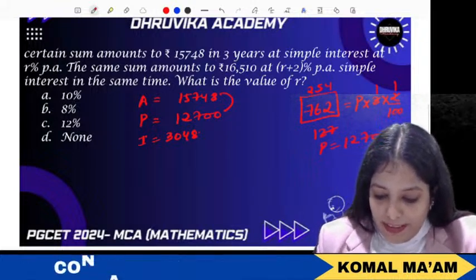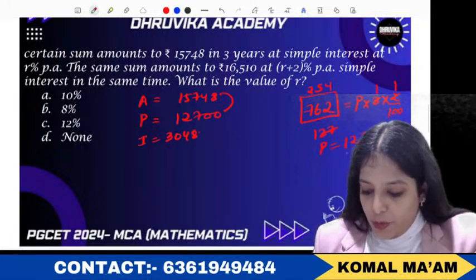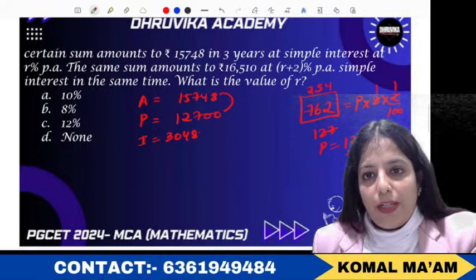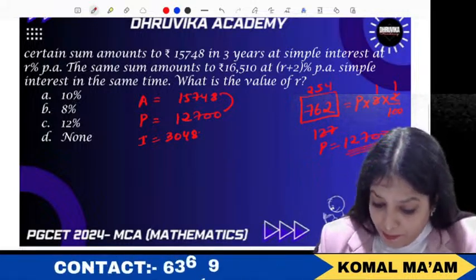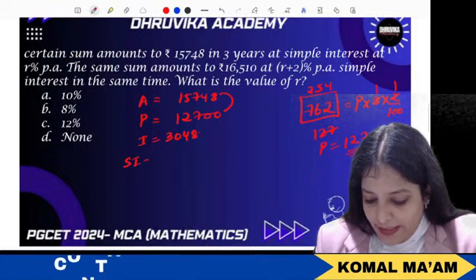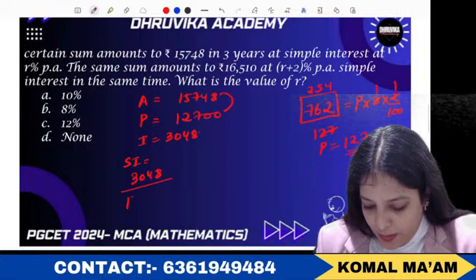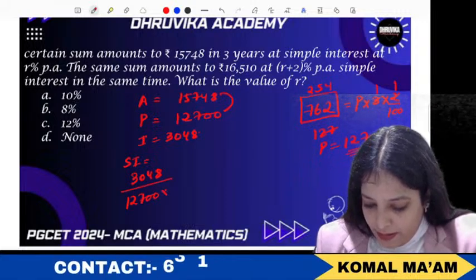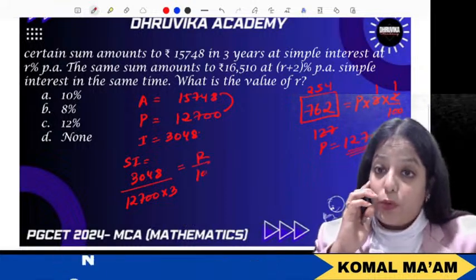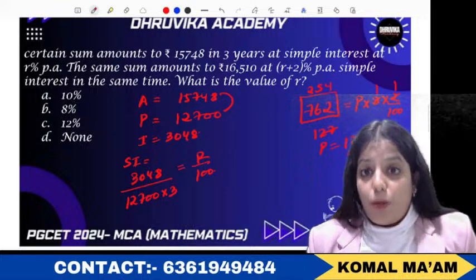Now you just need to find out at what rate of percent you will get 3048 interest on this principal 12,700. Okay, so you can directly use the formula of SI one way, that is 3048 upon principal, that's 12,700 into 3, that will give you rate upon 100. You can go by this method or even you can go by the option approach.